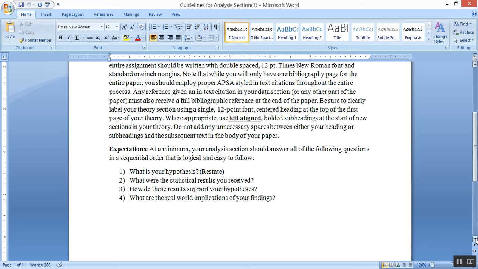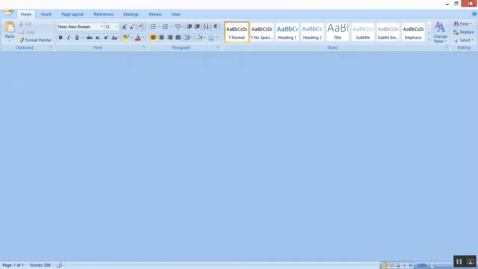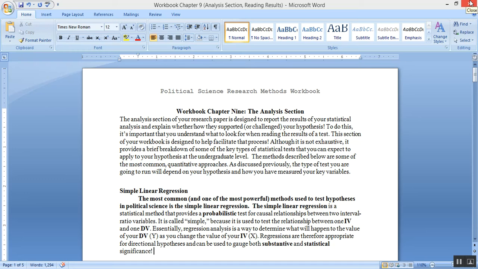But if you have any questions about the guidelines for the analysis section or the analysis section itself, do remember on Wednesday we will have our weekly Q&A session, during which time you can ask me anything that you need me to answer. So now that we've talked about the analysis section, let's go ahead and close out this document. And we're going to jump over to Workbook Chapter 9, entitled The Analysis Section.